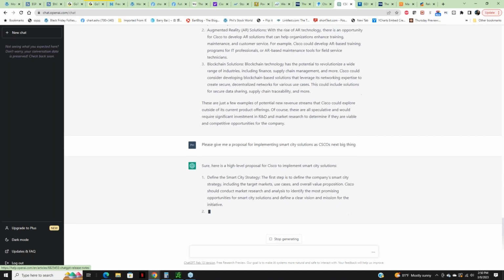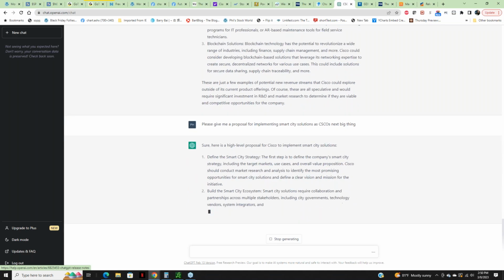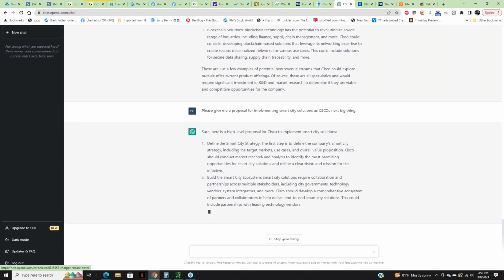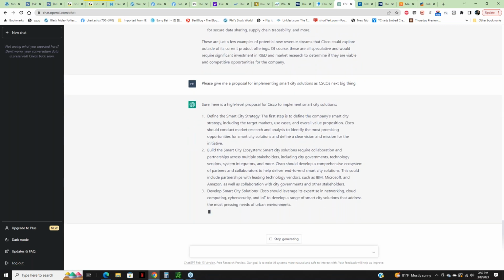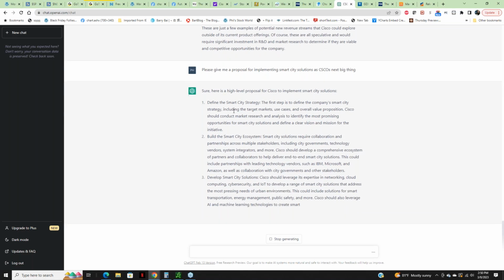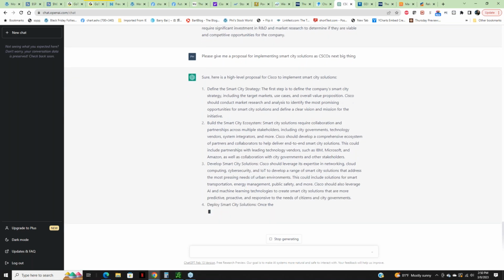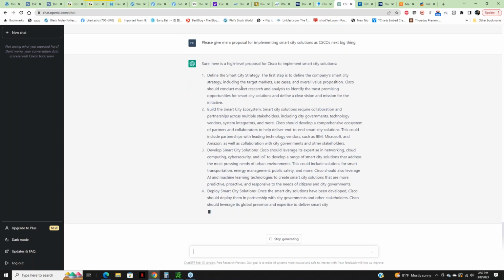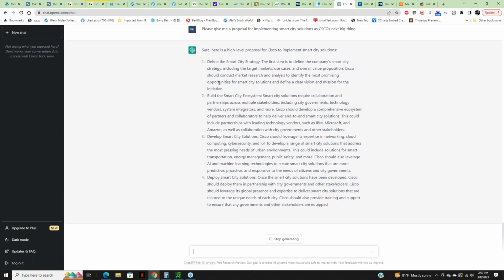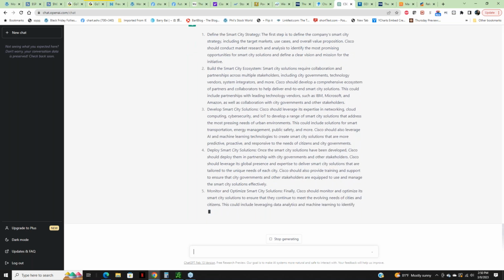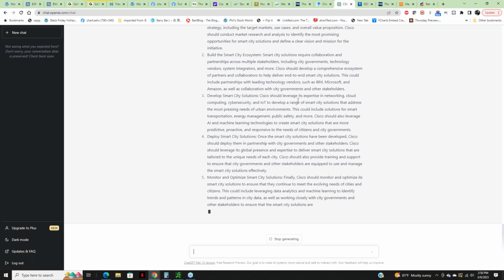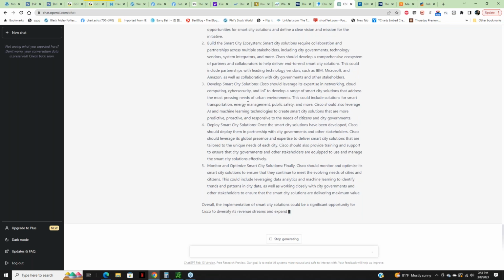All right. Yeah, I mean, it's incredible stuff. Here's a high-level proposal for Cisco to implement smart city. Define smart city strategy. The first step is to define the smart city strategy, including target markets, use cases, various things. Cisco should conduct market research and analysis to identify the most promising opportunities. Build the smart city ecosystem, smart city solutions, blah, blah, blah. Develop smart city solutions. They should leverage expertise in networking, cloud, and blah, blah, blah.